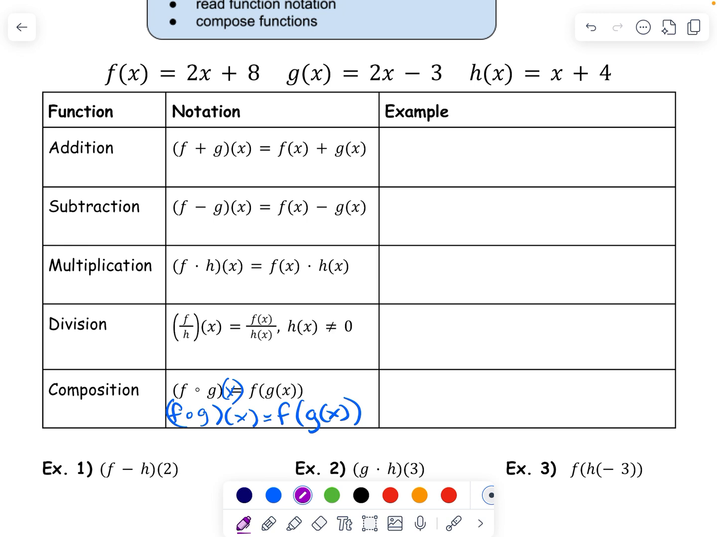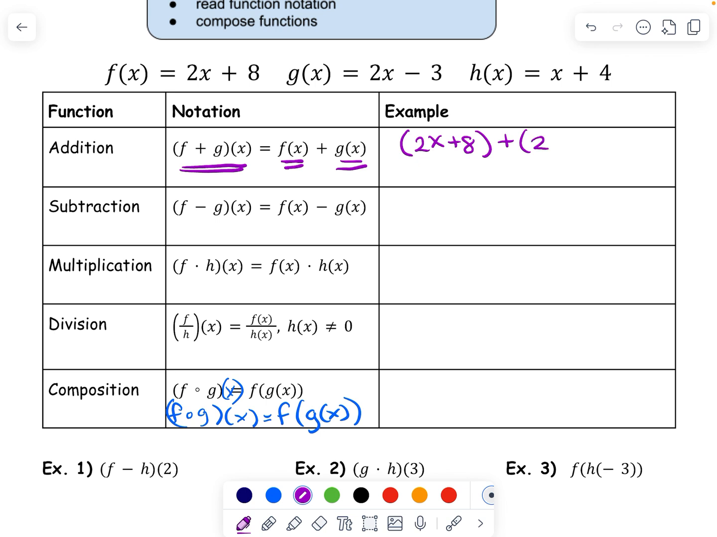So we're going to start off with addition, and when we add functions, we really are just taking our f of x and adding our g of x. So this notation means the same thing as this, okay? So we take our f of x, 2x plus 8, and we add our g of x.